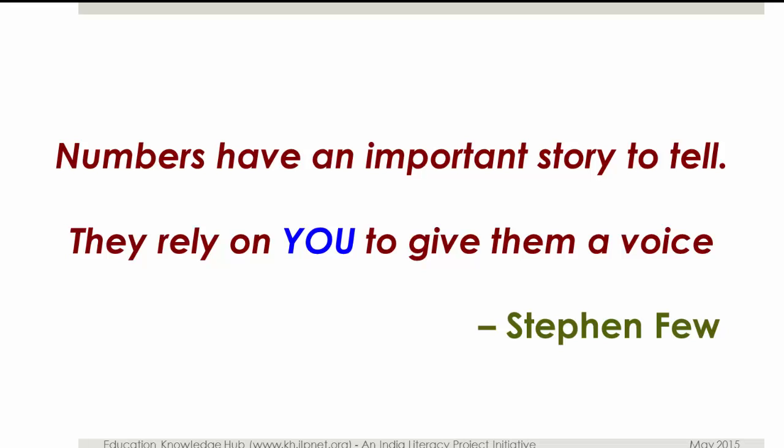It is always important to remember the data does have an important story to tell us, but we have to use it in such a way that we get the benefits out of it.